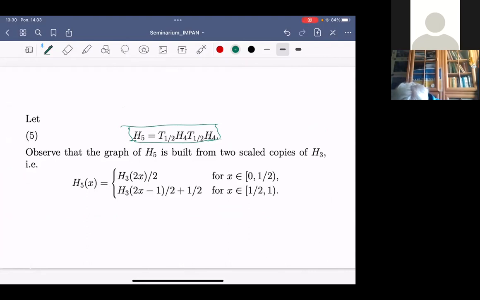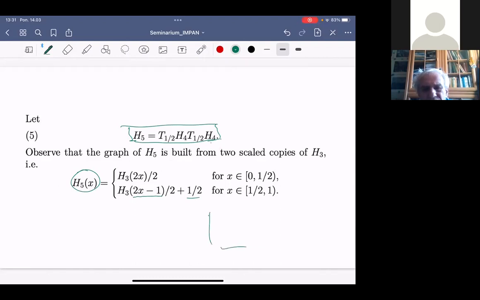Here this function is identity on 1/2, so it does nothing on the interval from 0 to 1/2. On the interval 1/2 to 1, this does nothing. We transform by 1/2, so that is the reason why we obtain here 2x minus 1 over 2, and this is the transformation rotate by 1/2, so this is plus 1/2. But if we look at the graph of this function, it is exactly the graph of the function H3, but rescaled. So there are 2 copies of this.